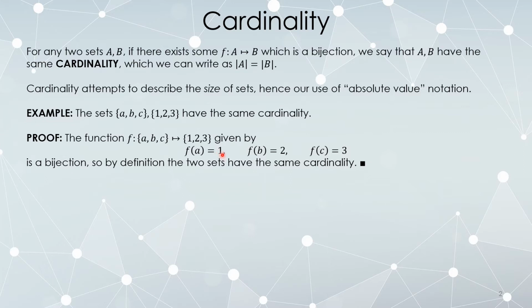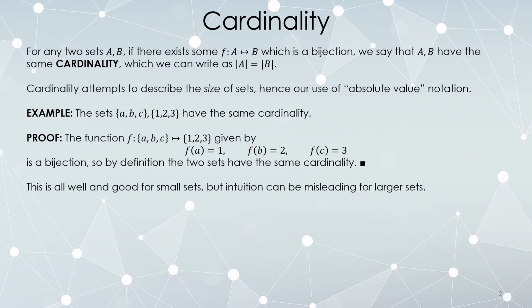This is not the only bijection between the two sets. There are actually 6 of them, but this is a bijection between them, so there is one to be found. They have the same cardinality. For small sets, this is fine. If I give you two small sets and ask you to construct a bijection between them, you can generally just sort of do it. But intuition can be a bit misleading when the sets get really big.